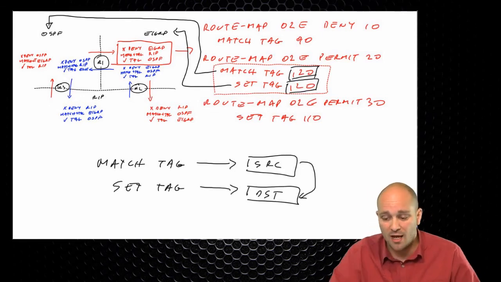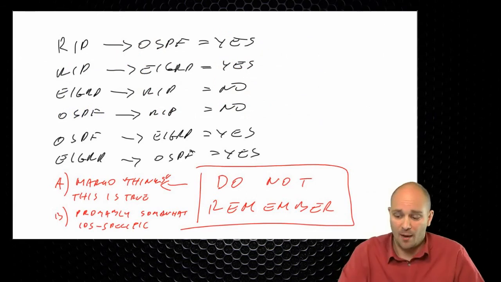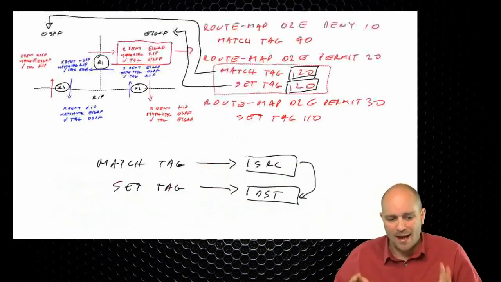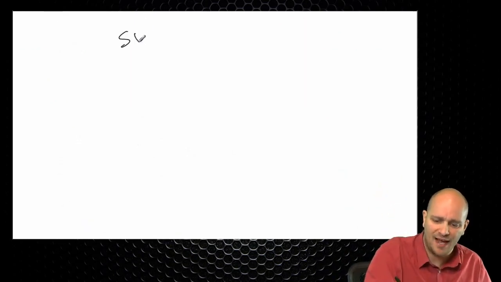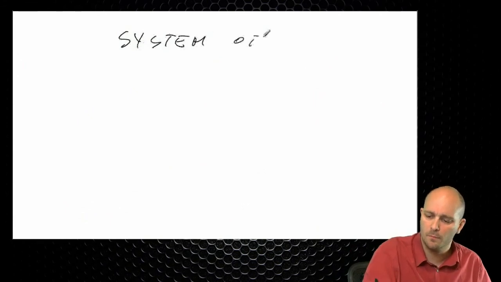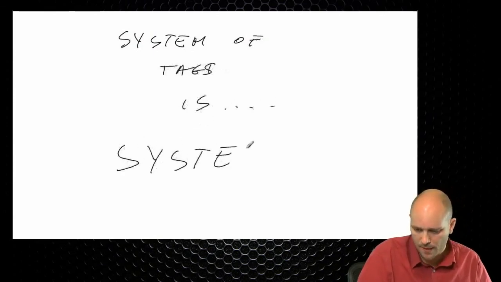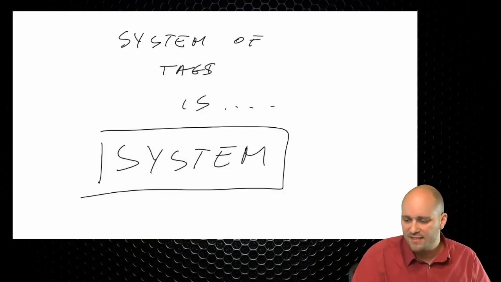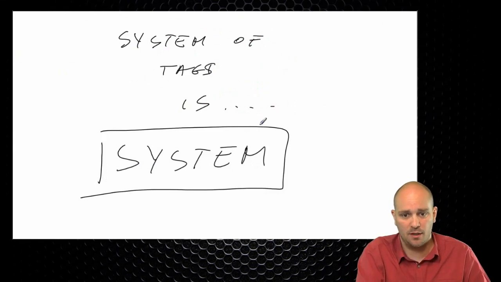And with this approach, I'm avoiding having to actually remember when the tag will be copied when the route gets generated. I don't have to worry about that one little bit. Now, another important thing to remember, that this system of tags is actually a system. That means that there is not a single filter, there is not a single route map entry here that prevents the loop. It's the whole system that prevents the loops.